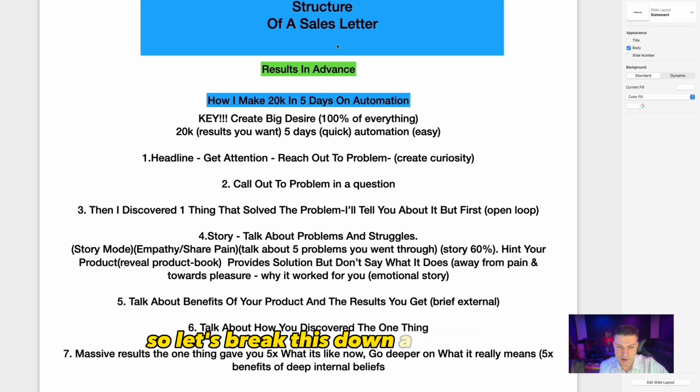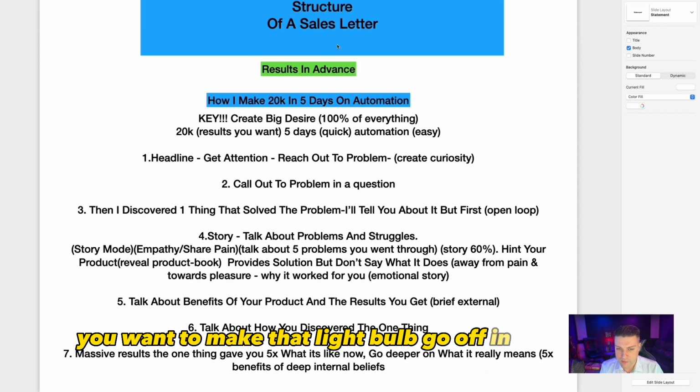So let's break this down a little bit here. 20K is the result you want. That's the result that they want, right? So you've got to draw them in with that. 5 days means it's something quick. So when you're making a headline, you want to make something quick, fast, easy. And the last part is automation. That kind of clicks a light bulb in their head, makes them think, okay, this is something easy that I can get. So the headline is to get attention, to reach out to the person, reach out to their problem. You want to create curiosity. You want to make that light bulb go off in their head.